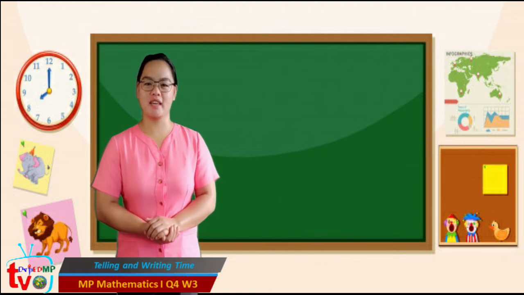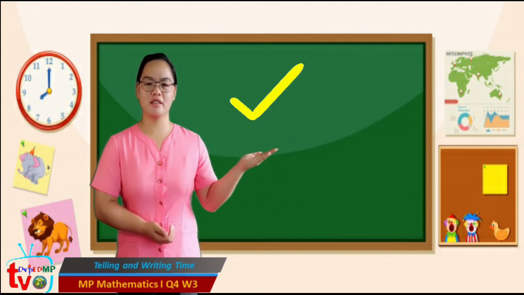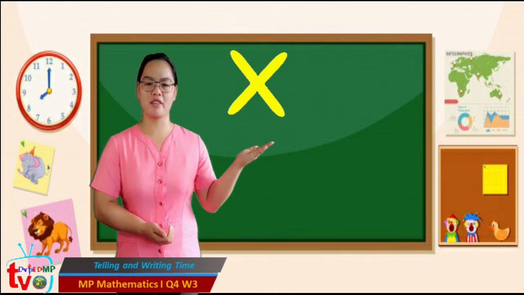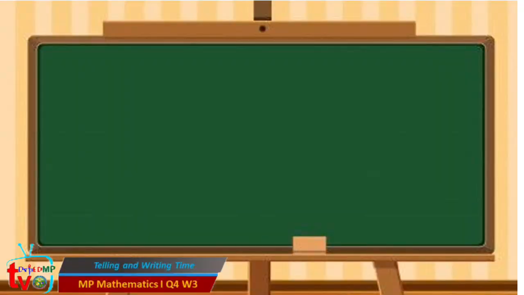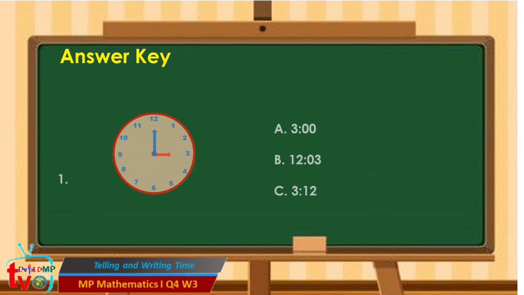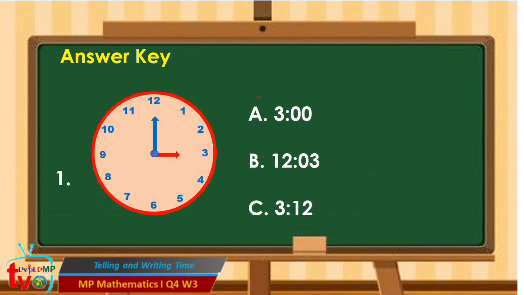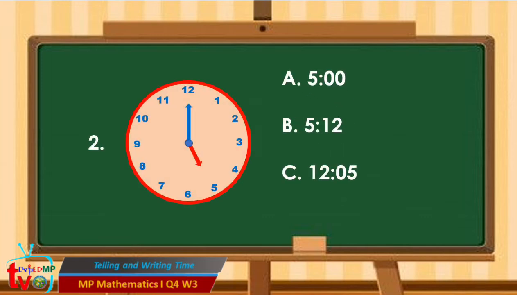Let's answer to see how many correct points did you get. Put a check mark if you got the correct answer and X mark if you got the wrong answer. Here are the correct answers. Number 1. A. Number 2. A. Number 3.